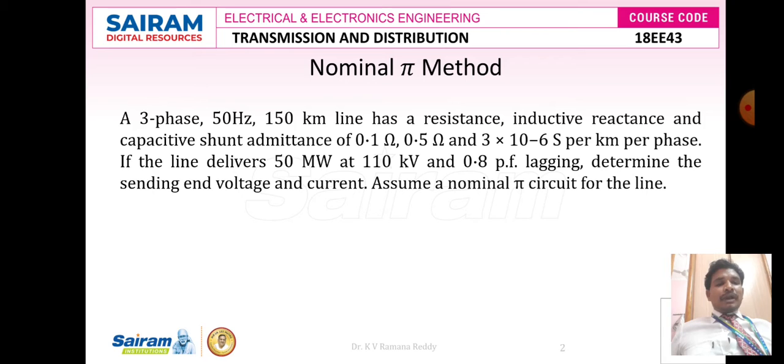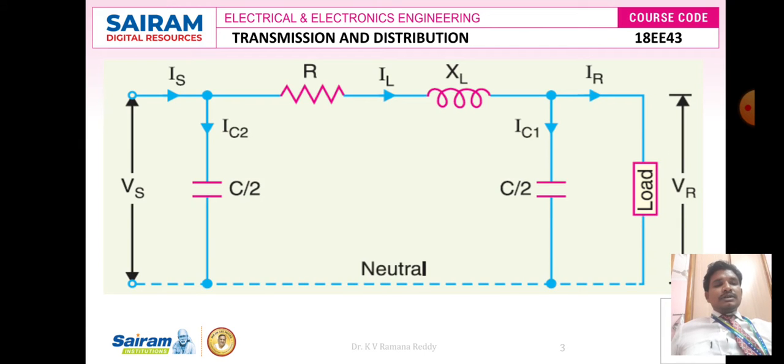Also given are the receiving end power of 50 megawatts, the receiving end voltage of 110 kilovolts, and the receiving end power factor of 0.8 lagging. Here we have to calculate two things: the sending end voltage and the sending end current. So this is the transmission line for the nominal pi method.